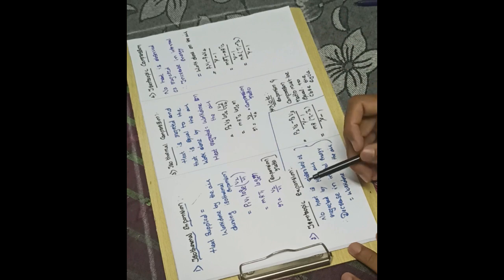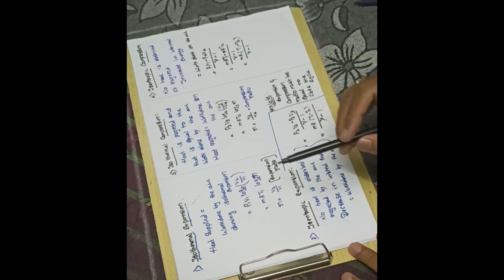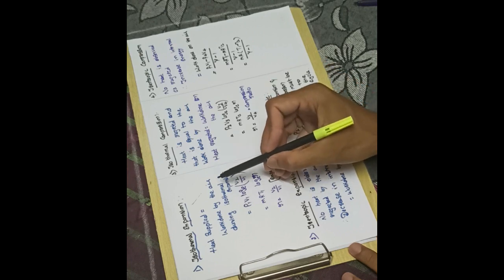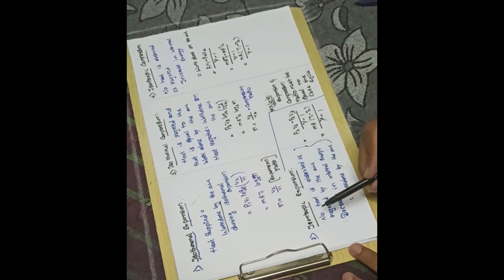What we need to remember is, in the isothermal expansion, if heat is supplied, then work is done by the system. Then in the isentropic expansion also, work done by the air itself will be there.